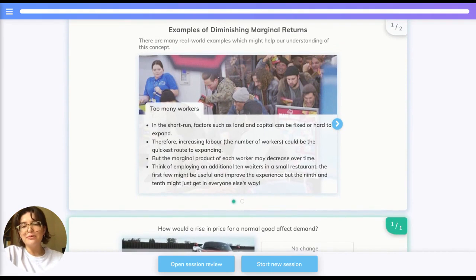Let's broach some examples of diminishing marginal returns then. So, in the short run, factors such as land and capital can be fixed or hard to expand. Therefore, increasing labour, which is the number of workers, could be the quickest route to expanding. But the marginal product of each worker may decrease over time. So, for example, think about you're employing an additional 10 waiters in a small restaurant. The first few might be incredibly useful and improve the experience of your customers. But by the time you get into the 9th and 10th employee, they might just be getting in everyone's way, and that actually won't benefit the company at all.